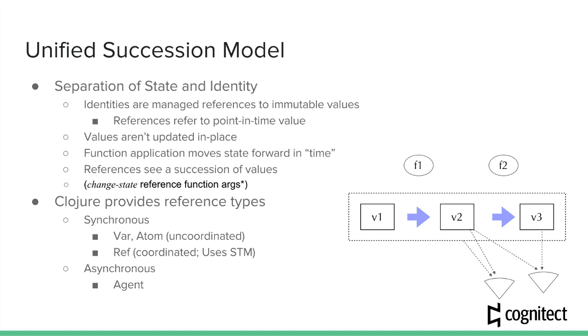In Clojure, all of these functions related to the unified succession model follow the same format. It's some change state function, some reference type, some pure function, and then all the arguments that you want to pass to that pure function. And Clojure ships with some reference types that are very helpful to use. So we can cut these up in a lot of different ways, but let's just talk about them in a synchronous versus asynchronous manner. On the synchronous side, we have a var and an atom for uncoordinated references, and we have a ref for coordinated changes using a software transactional memory system. On the asynchronous side, we have agents that allow us to ship off computation to them. On the right-hand side of the slide, you'll see a simple model of the unified succession model, and we'll dig right through that.